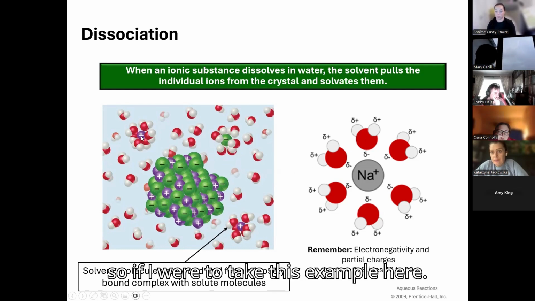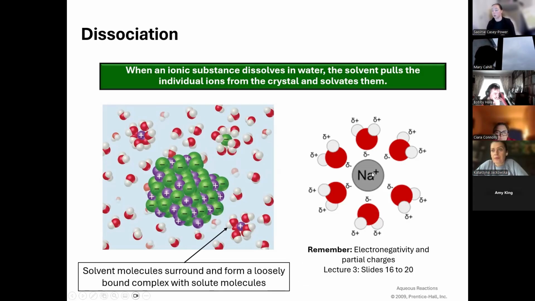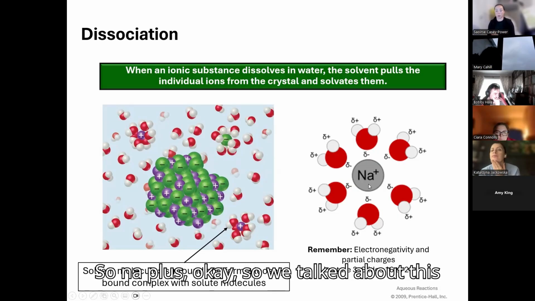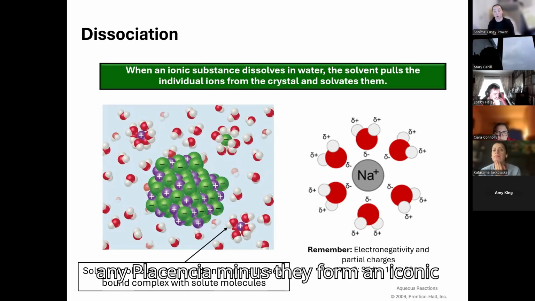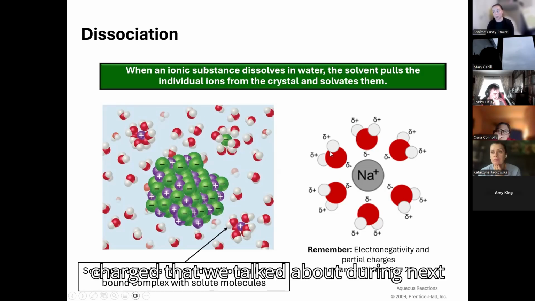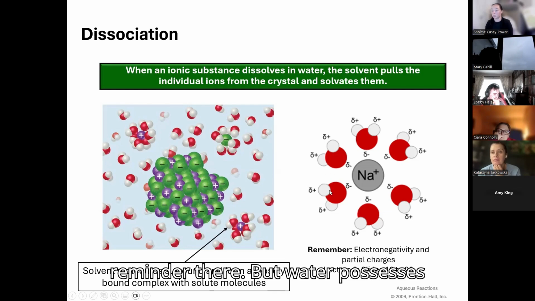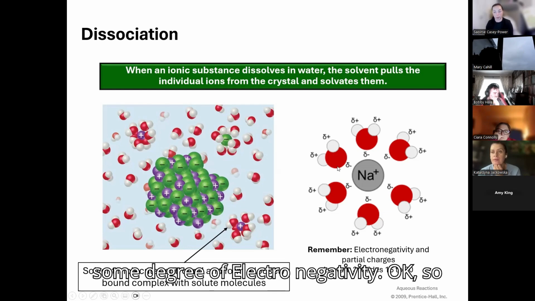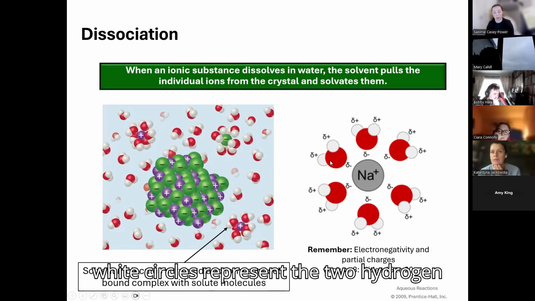If I were to take this example here, it would look something like this at a molecular level. So Na+, we talked about this when we were talking about differences in the bonding. Na+ and Cl- form an ionic bond. What happens in water is that water has that partial positive and partial negative charge that we talked about during lecture 3. So I put a little bit of a reminder there. But water possesses some degree of electronegativity. Those red circles there represent oxygen, and those two white circles represent the two hydrogen atoms.